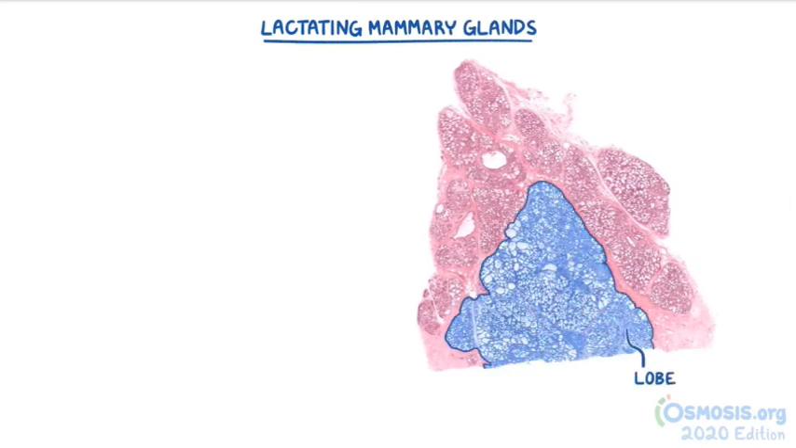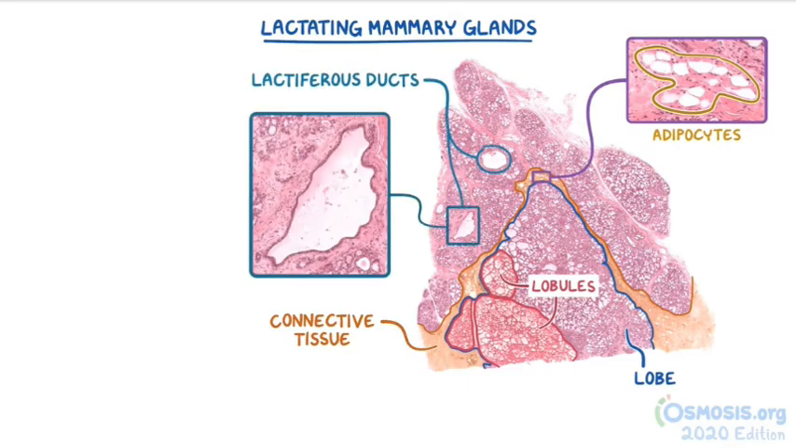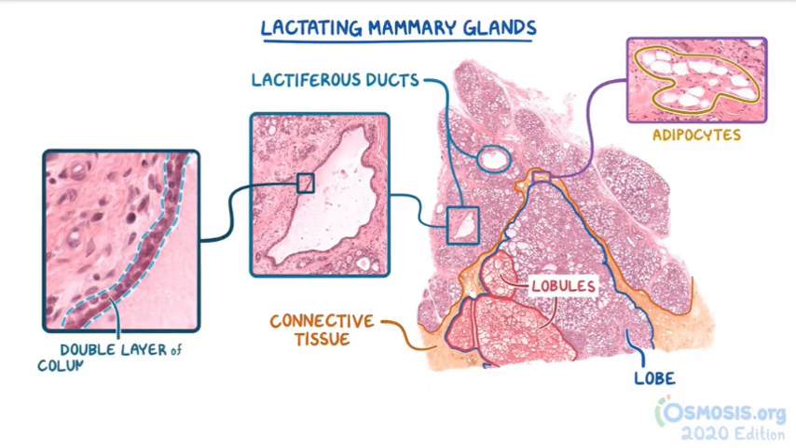A portion of a lobe can be seen surrounded by a thick layer of connective tissue that contains a small number of fat cells, or adipocytes, within the connective tissue as well. Within the lobe, thinner layers of connective tissue separate the lobe into lobules. In a neighboring lobe, we can also see a couple of large lactiferous ducts. These ducts are lined with a double layer of columnar or cuboidal cells with a surrounding layer of connective tissue.